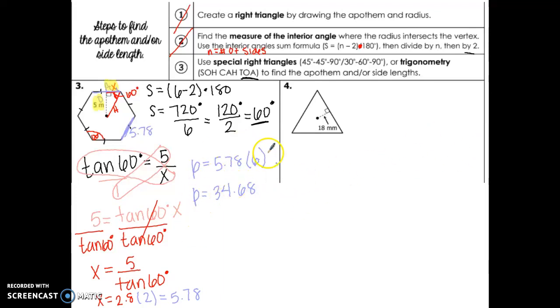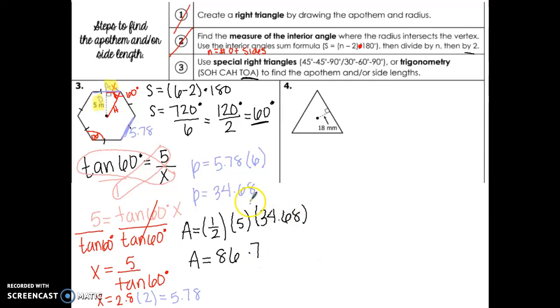And so finally, after all of this is done, we can go ahead and find our area. So we would say the area is 1/2 times our apothem, which is 5, multiplied by our perimeter, which ends up being 34.68. And when we do that, you should get an area of 86.7 centimeters.